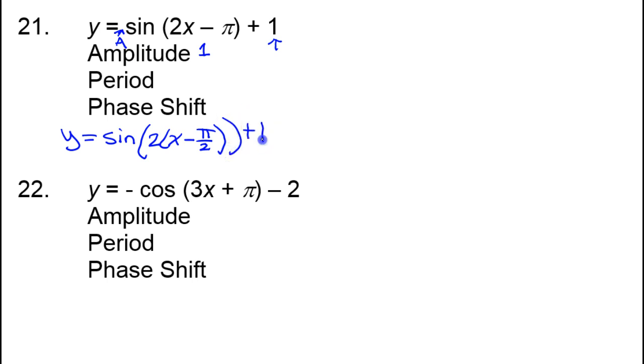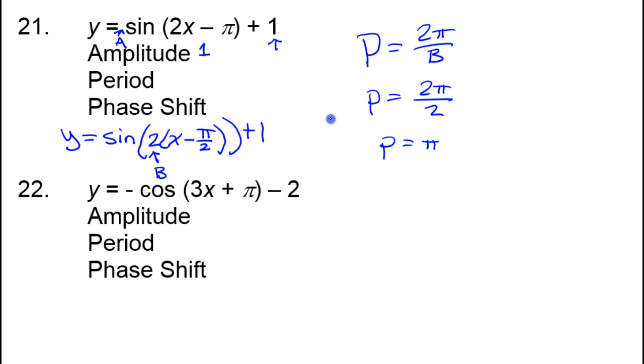And then plus 1. All right, so I just did what I showed you. I pulled out the 2, but then I had to divide by 2. So now we can talk about the period and the phase shift. This 2 right here is the b value, and that's going to indirectly tell me the period. Remember, the period is always 2 pi divided by the b value. That means the period is going to be 2 pi divided by 2. So the period will be pi.